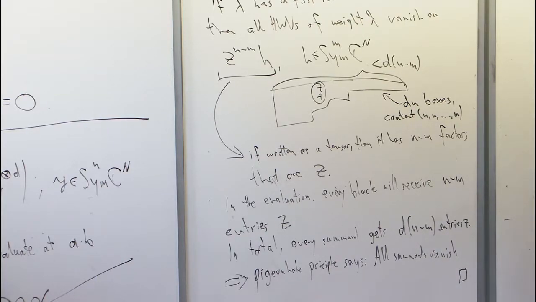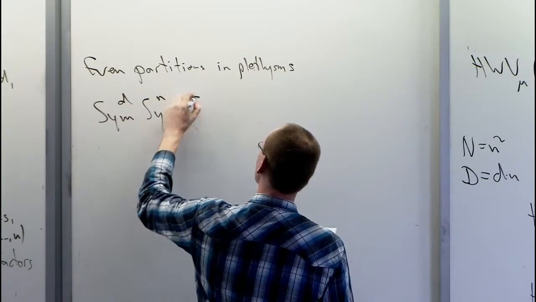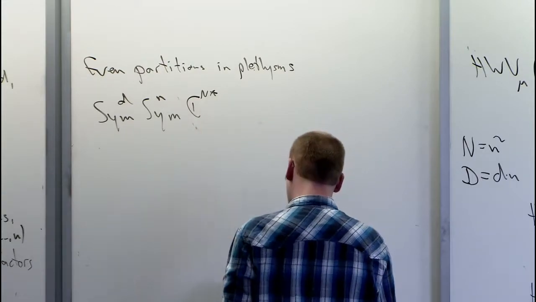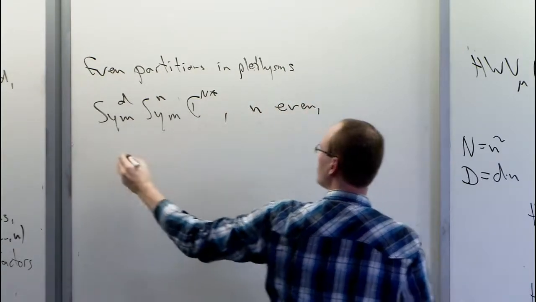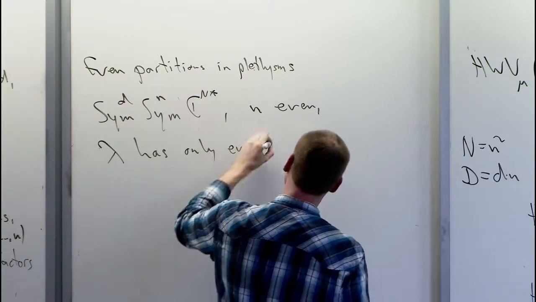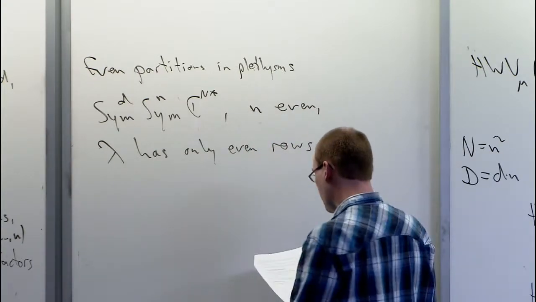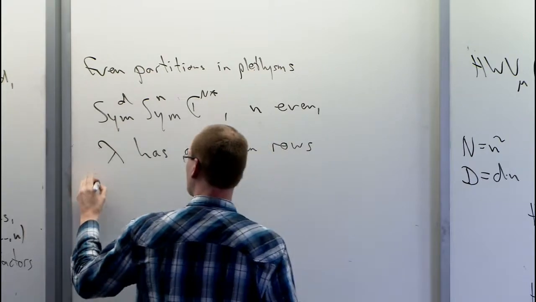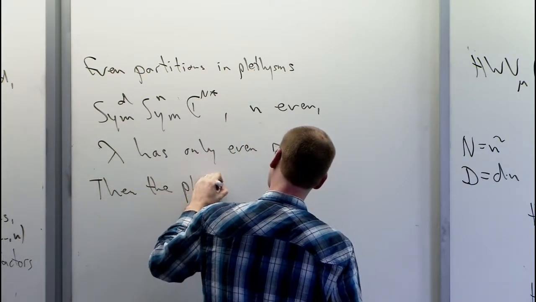Okay, I just want to quickly remark that if you study this, you can do this. Say n is even, and lambda has only even parts, so even rows. So the number of boxes is even. Then the plethysm coefficient is positive. Why is that? By evaluation.